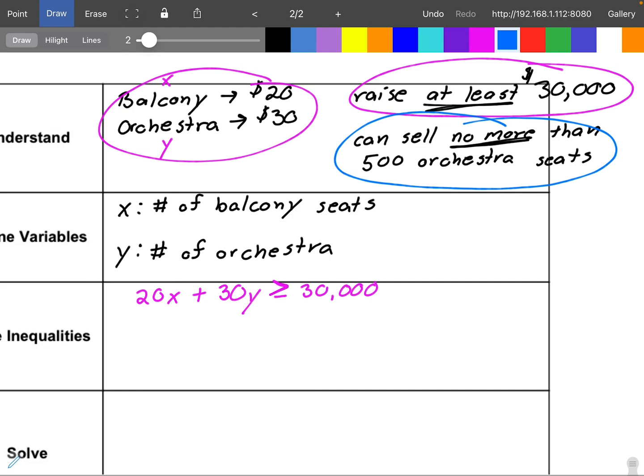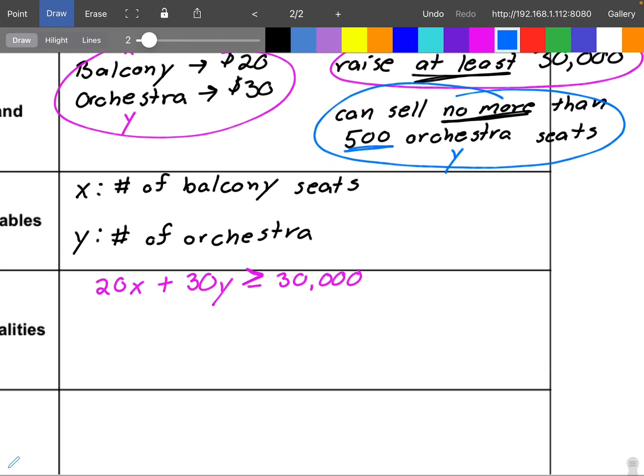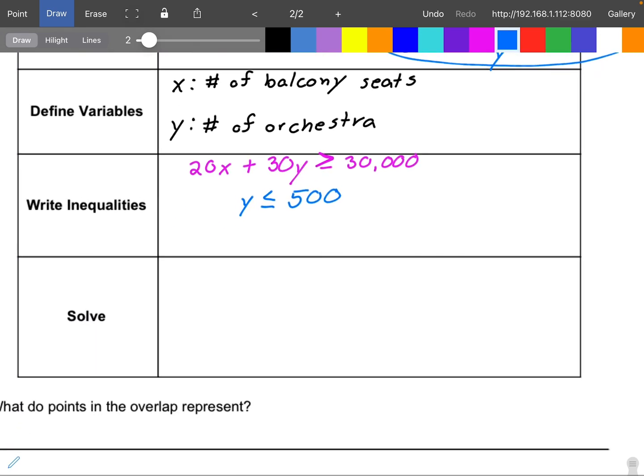It only talks about orchestra seats. It says nothing about balcony seats. So orchestra seats is our Y. So then we know that Y could be equal to 500 or it could be smaller than 500, but it cannot be more than 500. So Y is smaller than or exactly equal to 500. And so those would be our two inequalities. Remember, Y can be smaller than 500, but it cannot be bigger than 500 because we don't have any more than 500 to sell.